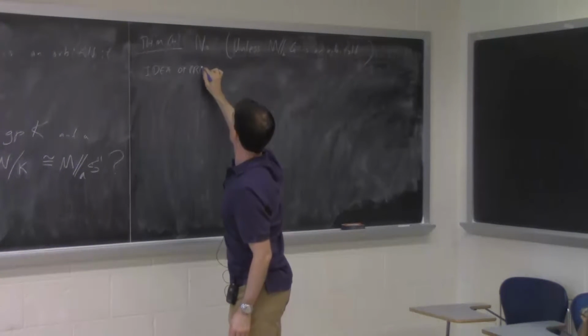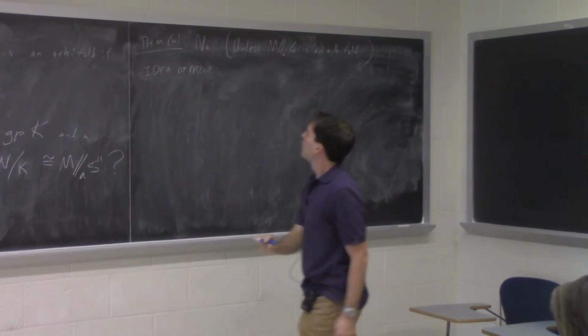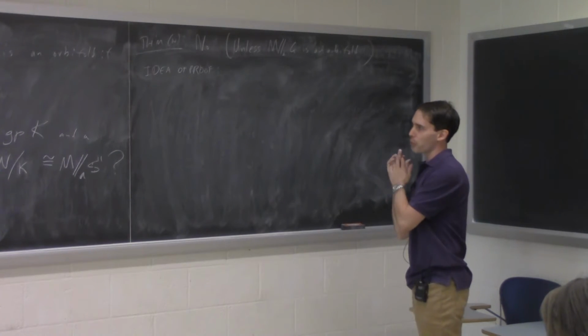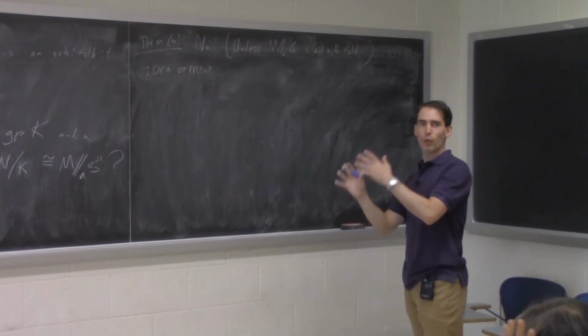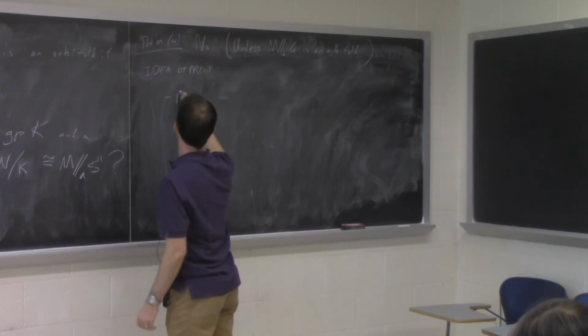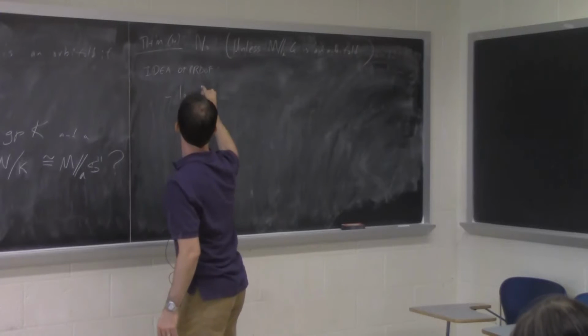So, idea of proof, spell. It goes like this. First of all, it's enough to prove stuff locally. And if I can prove stuff locally, I just go to linear models, local linear models.